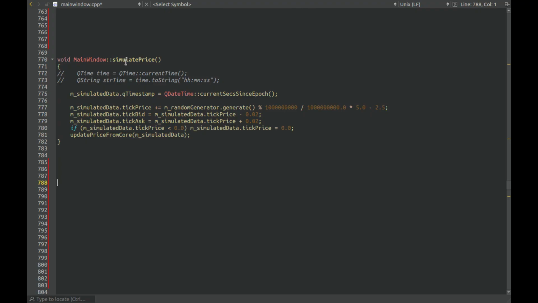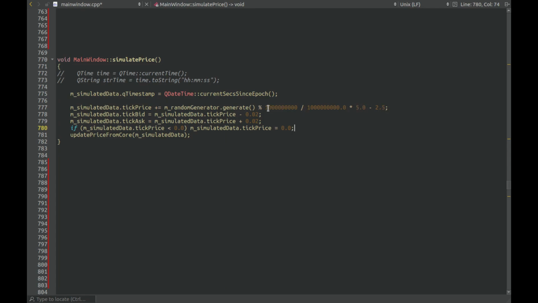So here's my simulated price method. I'm going to get the current time and this current second since epoch. That's basically from 1970 when computers first recorded time. Then I'm going to set the tick price to my random number generator, and I'll take the remainder of the division of these two multiplied by 5, and I'll subtract 2.5.